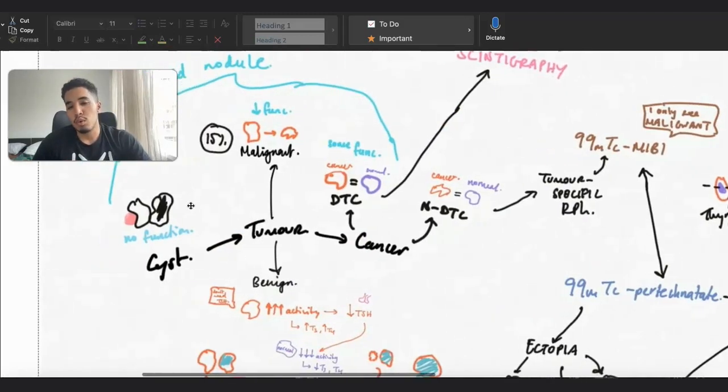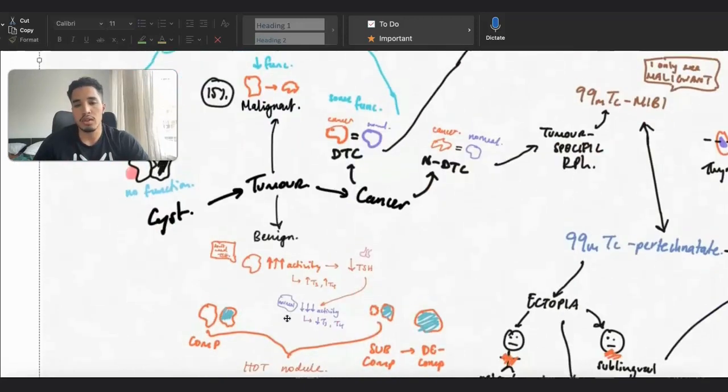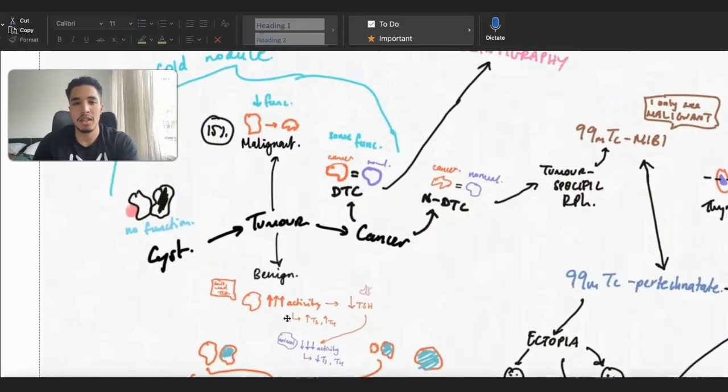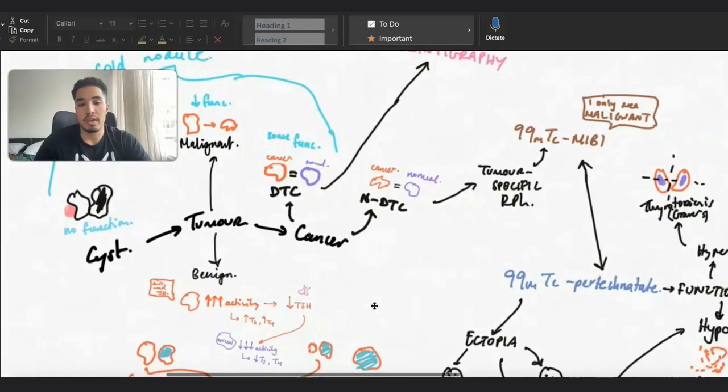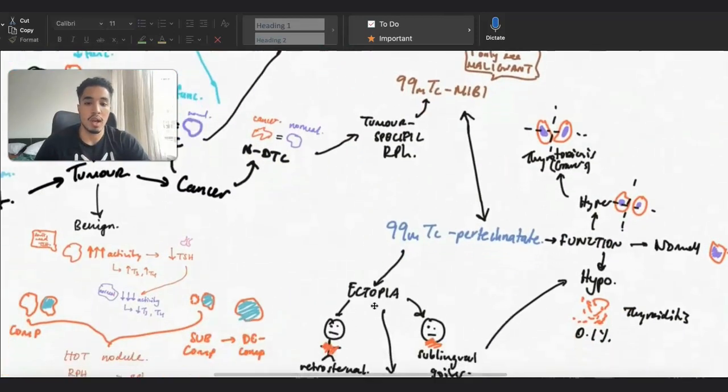Just extra points as well. I forgot to mention warm nodule. So this is essentially between cold and hot. So the uptake in the bad tissue is similar to the normal tissue uptake. So this tells you that the cancer, or maybe a benign adenoma, is acting in a similar way to a normal cell, and that can be very, very hard for the doctor to work out what's going on.